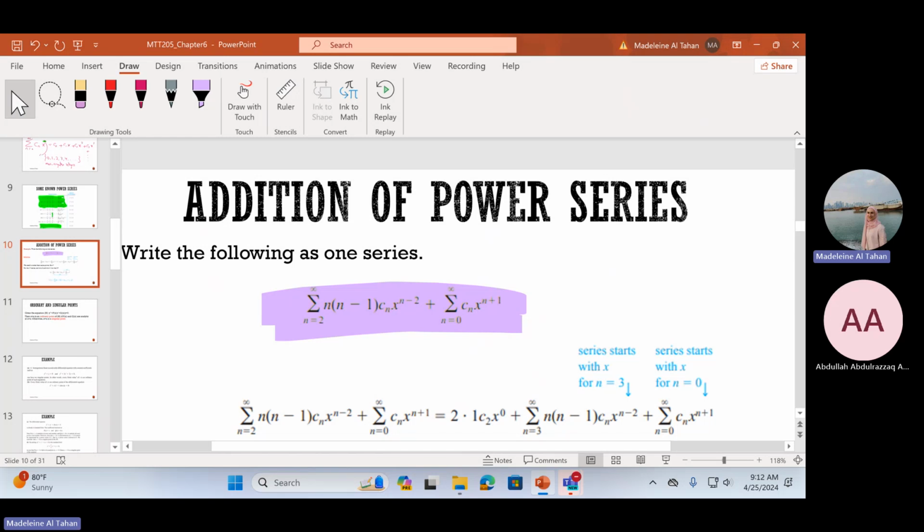Miss will explain it in detail now. When we are solving the differential equation using series, we will not re-explain it again. So this one is sigma from n equal 2 to infinity of n(n minus 1) Cn x^(n minus 2), plus the second sigma from n equals 0 to infinity of Cn x^(n plus 1). Let's try the question, miss.